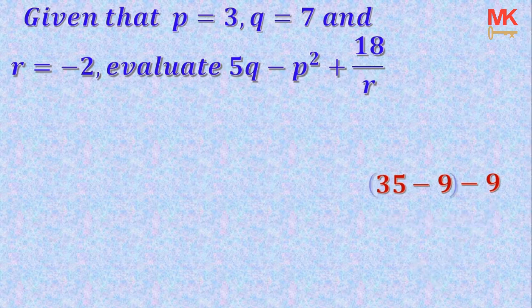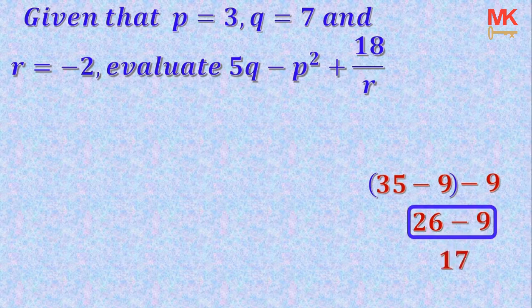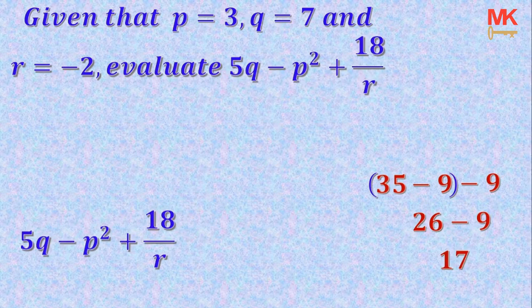So 35 take away 9 will be done first of all, which gives us 26. Then take away the 9. Of course, 26 take away 9 is equal to 17. So in the end, our expression 5q take away p² plus 18 over r is equal to 17 when p is equal to 3, q is equal to 7, and r equals -2.